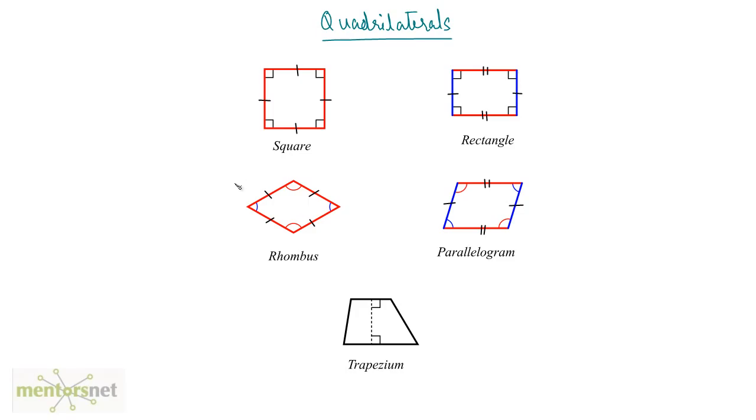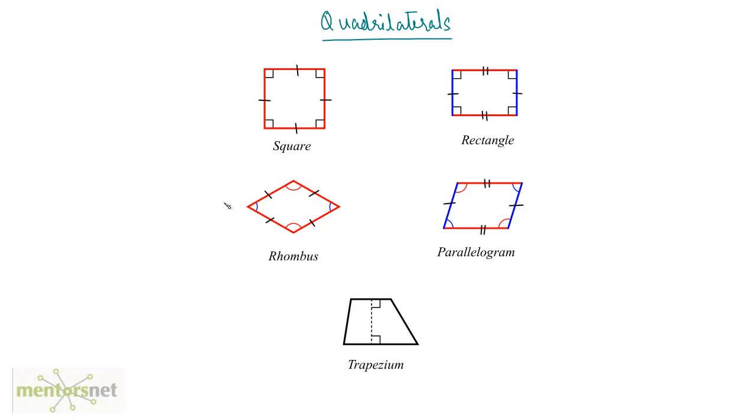Hello everyone. What is a quadrilateral? Well, a quadrilateral is a closed figure with four sides. Now in this video we are going to look at the various types of quadrilaterals and the formulas to calculate the areas of the respective quadrilaterals. So let us first look at the various types of common quadrilaterals.